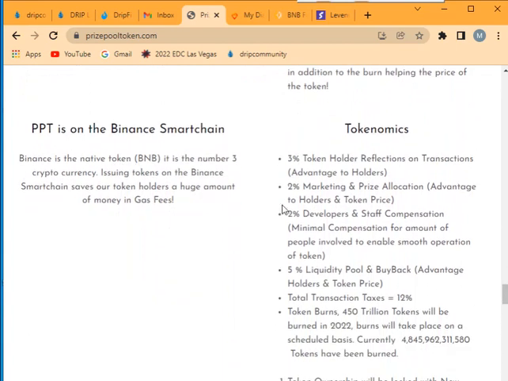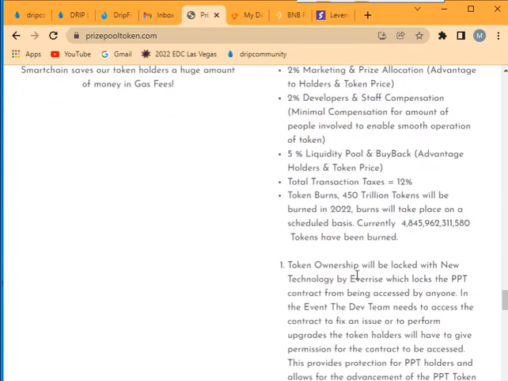The tokenomics: 3% token holder reflections. Every time someone makes a buy, 3% of the tokens are spread out between everybody that holds the tokens. I do get a percentage: 2% marketing for prize allocation, 2% for the staff, because I do have someone helping me with this. And then 5% goes into the liquidity pool, so I'm putting money right back into liquidity. I'm not going to rug pull you. I have no reason to.